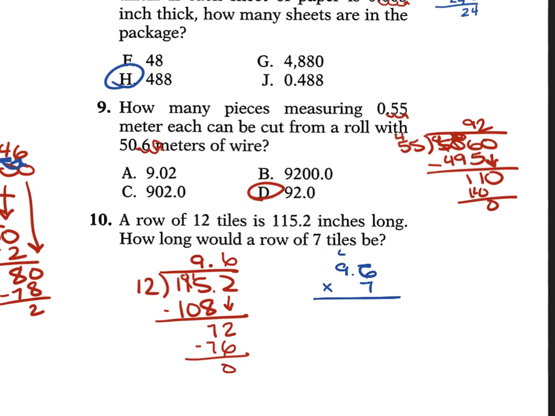So 7 times 6 is 42. 7 times 9 is 63, plus 4 is 67. Put that decimal point in. So we have 67.2 meters long. Or sorry, that's not even meters, that's inches. There we go.